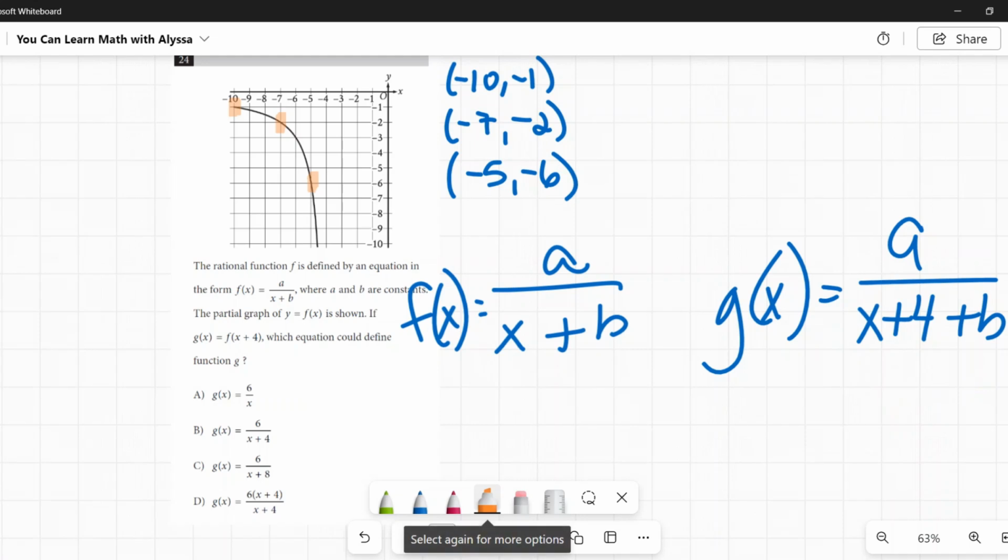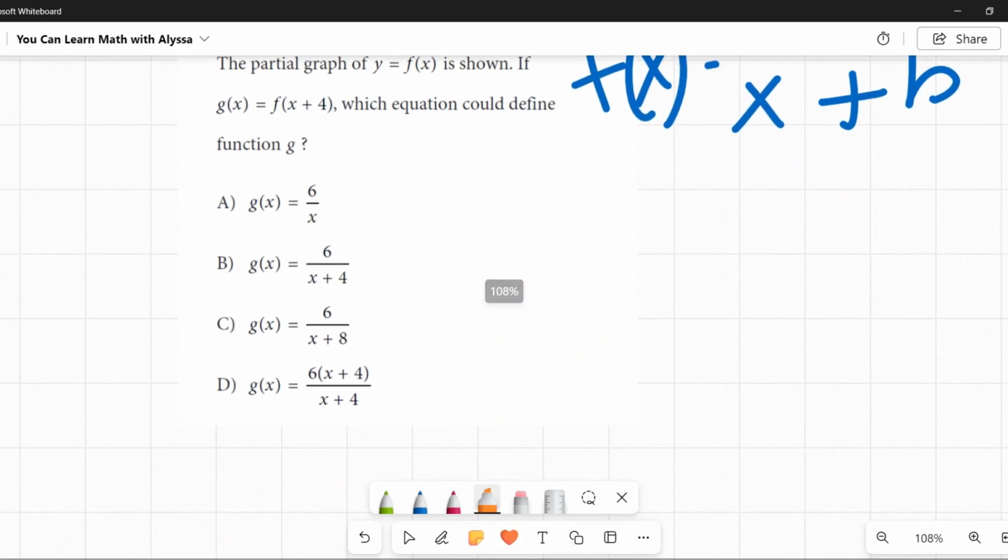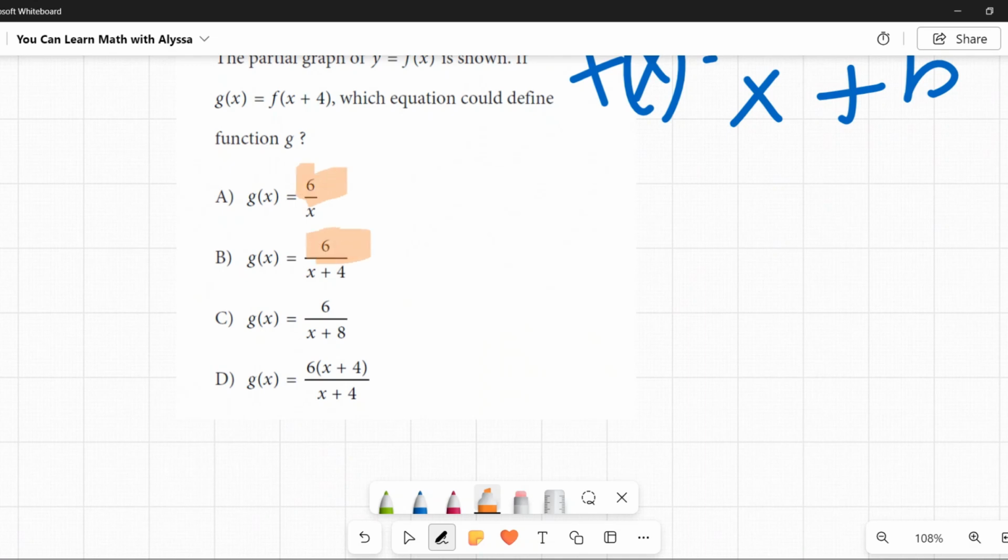Look at their answers down here. I'll zoom in so you can really see. We've got a 6, a 6, a 6, and a 6 times an x plus 4.